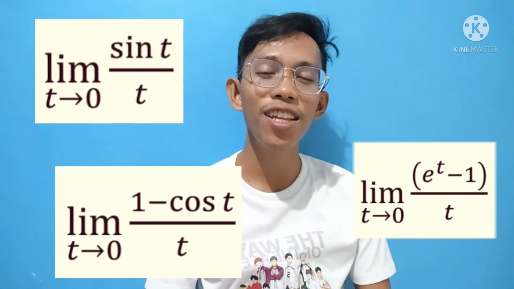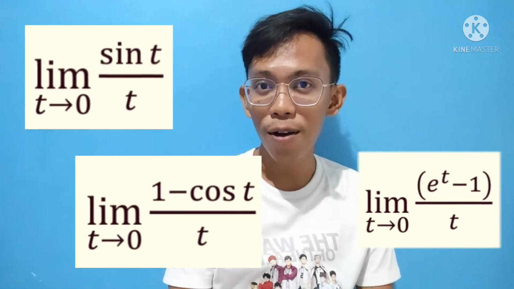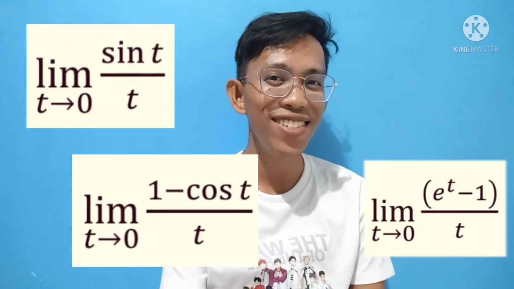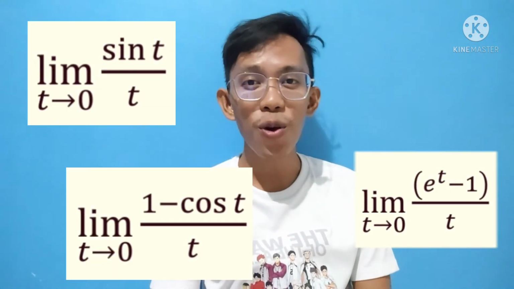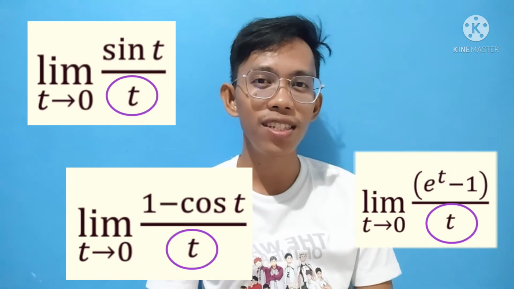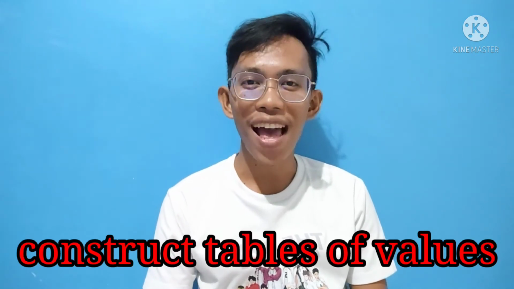Our last stop will be the value of the following limits. At ang mga limit na ito ay very useful sa mga susunod na lessons natin. But for now, the question is, can we use direct substitution to evaluate each? Obviously, no, because our denominator is t, and t is approaching 0. And we don't want a denominator na 0. So, paano kaya natin evaluate ang mga to? The answer is, we will construct table of values.